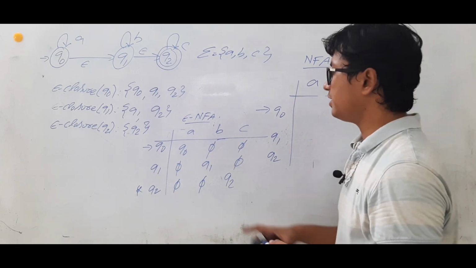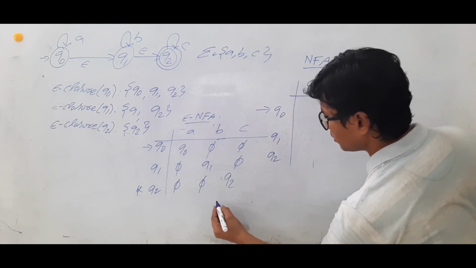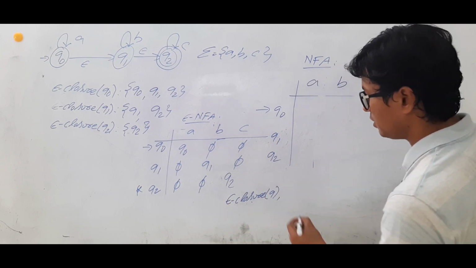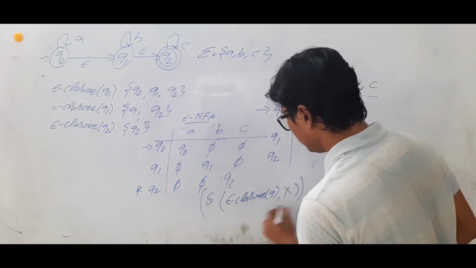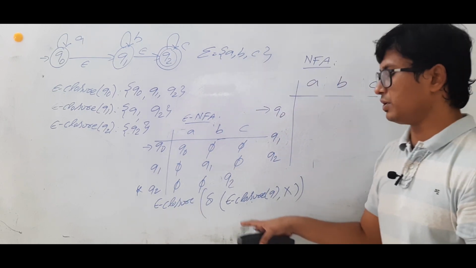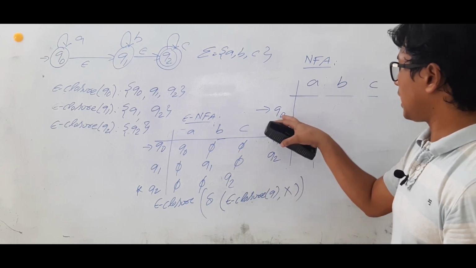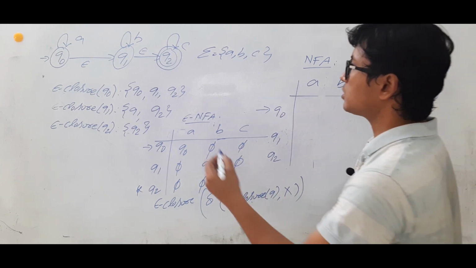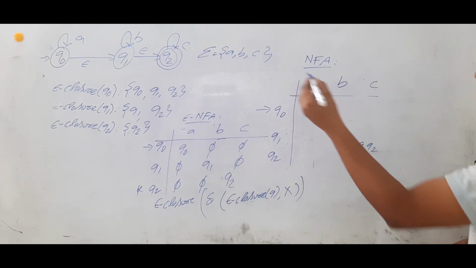Now we need to find Q0 on A. If you want to remember the procedure, you first calculate the epsilon closure of Q, then the delta on X, and for the whole result you calculate the epsilon closure again. If you remember this step, you can easily convert any epsilon NFA to NFA. Now as I need to calculate Q0 on A, I will calculate the epsilon closure of Q0. What is the epsilon closure of Q0? It is Q0, Q1, Q2. Am I right?